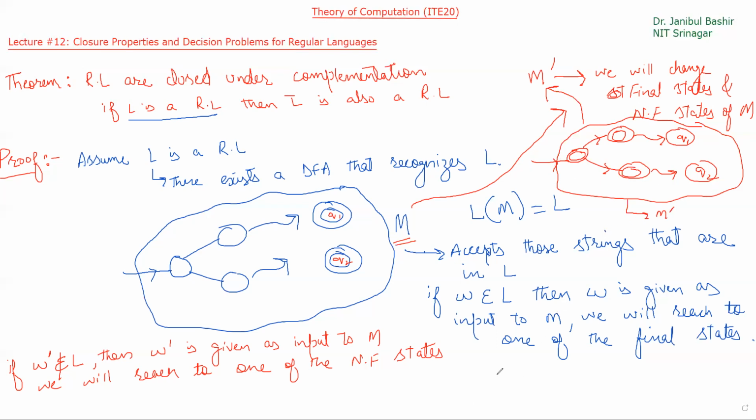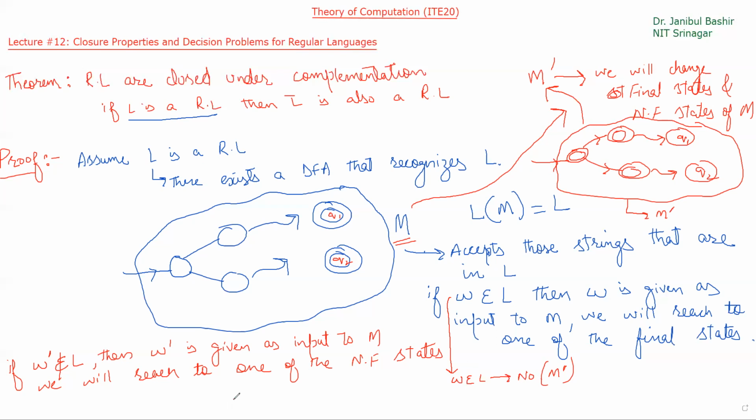Okay, so what will be the language? If we have W, so W belongs to L. If we give this string to M dash, will M dash accept this string? No. Why? Why won't M dash accept it? Because W, when given to M, will reach either Q1 or Q2. But in M dash, Q1 and Q2 are non-final states. So M dash will reject W.